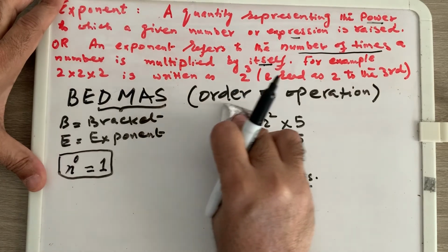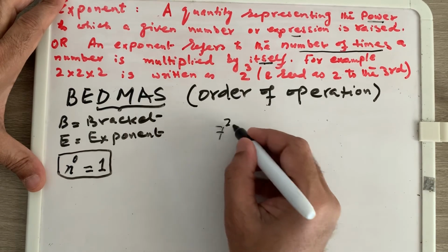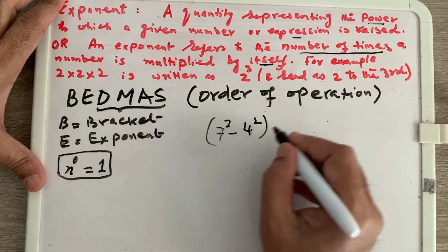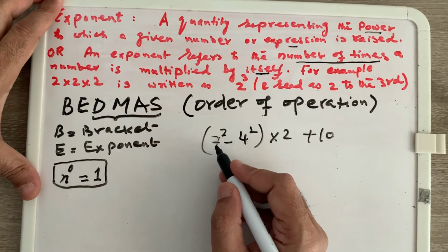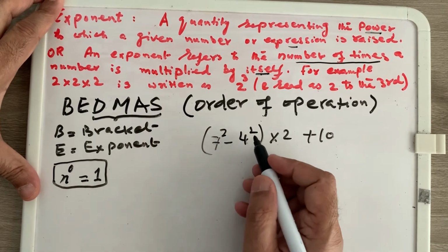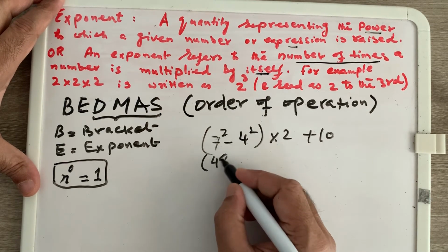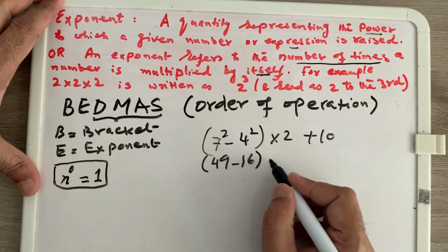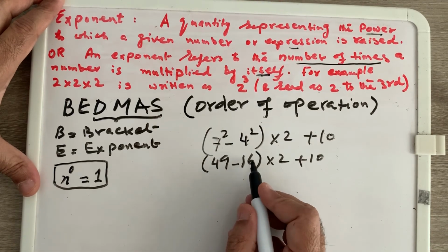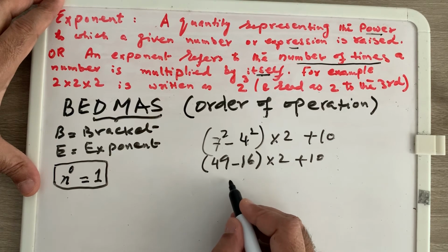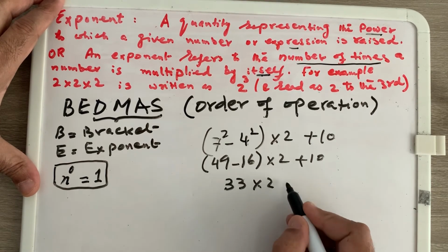Let's take another example. This example is 7 square minus 4 square times 2 plus 10. Again, we have to see first the bracket, right? And to solve the bracket, we have the exponent, so we have to deal with that also. 7 times 7 is 49, minus 4 times 4 is 16, times 2 plus 10. What operation will I be doing? Bracket. 49 minus 16. What is 49 minus 16? 33. Right? Times 2 plus 10.